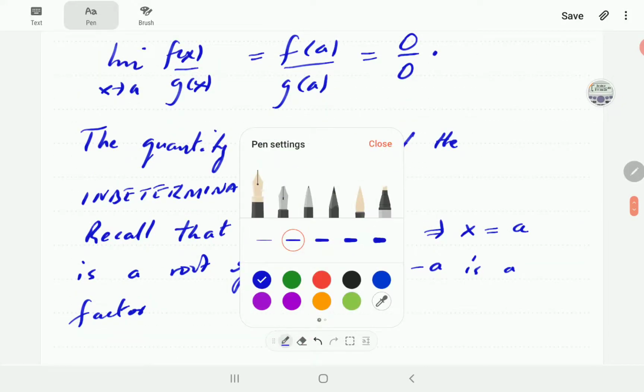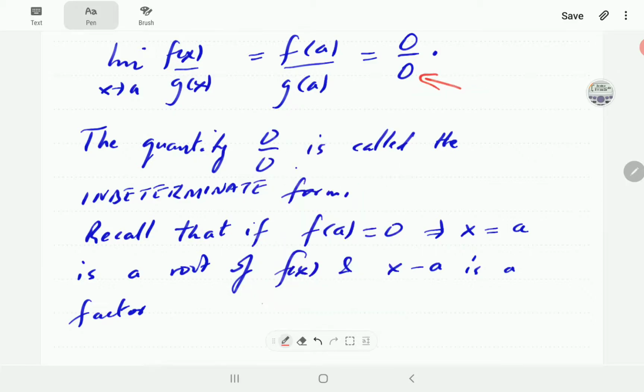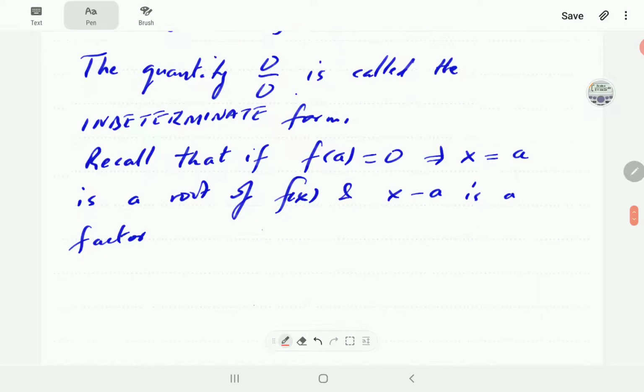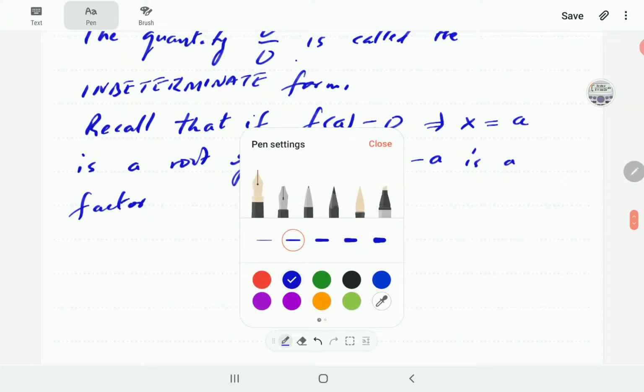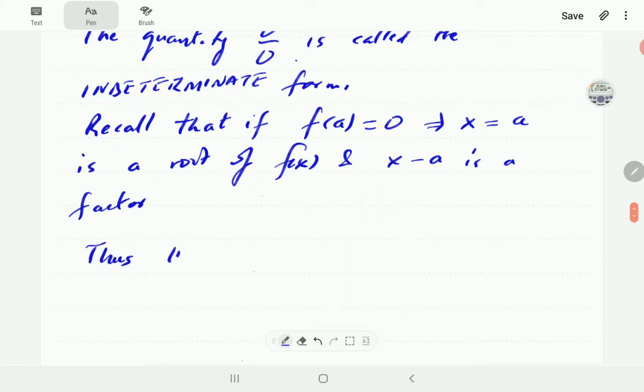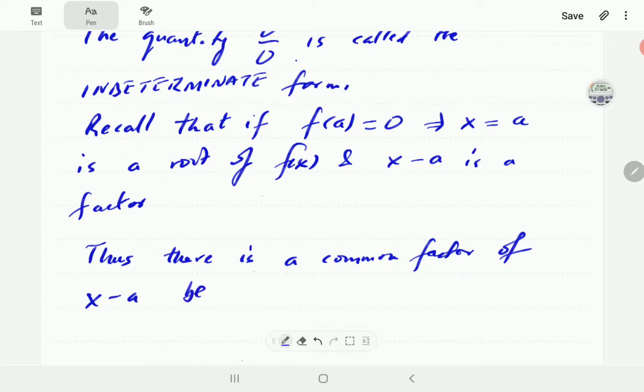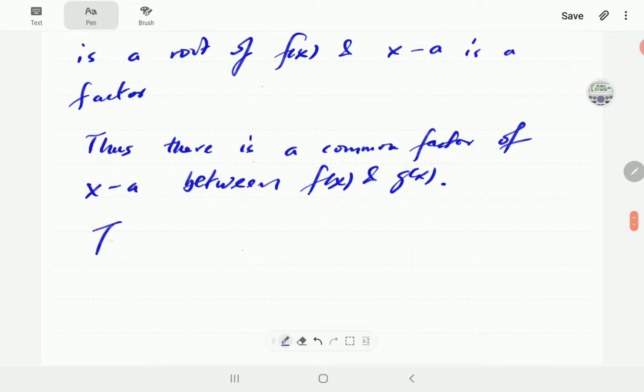So what this situation implies is that f of x has got a factor x minus a. G of x also has got a factor of x minus a. So between the two of them there is a common factor of x minus a. Thus there is a common factor of x minus a between f of x and g of x.